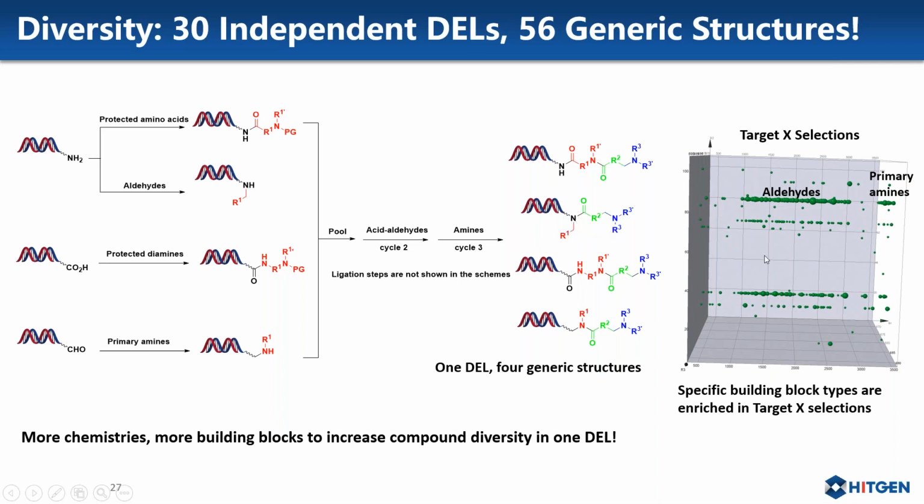And you can also see that even though we use this kind of protocol for the library construction, we still see different outcomes from the library screening. For this target, which we call target X selections, after the selection we can clearly see only two types of building blocks enriched, the aldehydes and the primary amines. But there's no enrichment from the amino acids and diamines. That demonstrates that the topology of the molecules could be very important for this target.